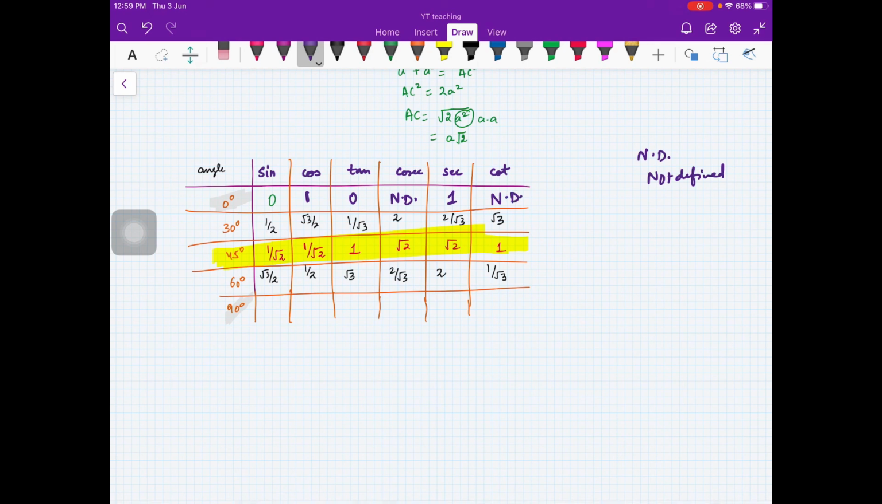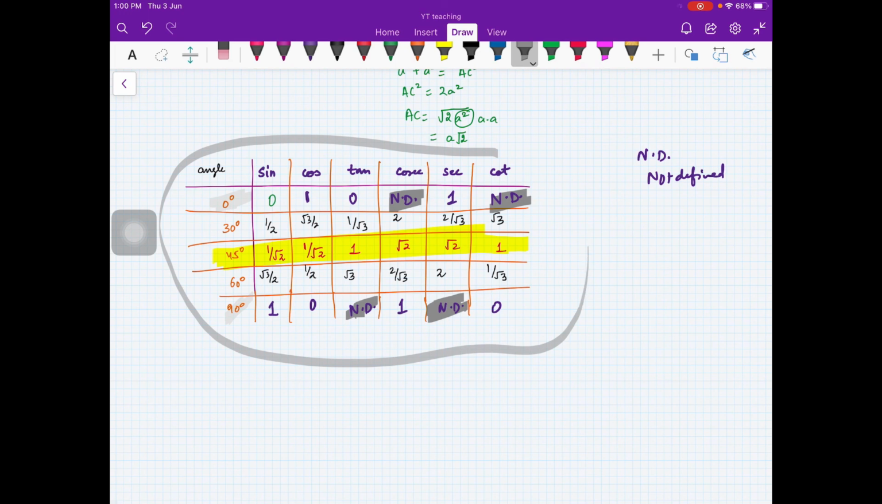And then 90 degrees we just computed, sine 90 is 1, cos 90 is 0, tan 90 is not defined, and then you had cosecant, that was 1, secant was not defined, and cot was 0. Okay, so you see, you have this not defined here, not defined here, not defined here, and not defined here. Other than this, all the ratios are defined, and you have to remember this table.